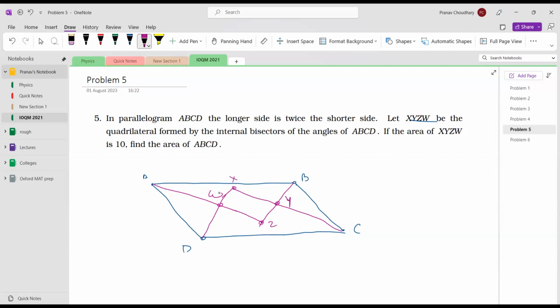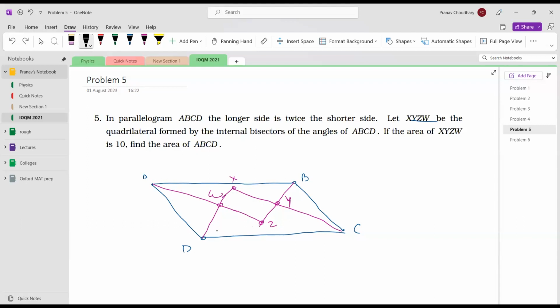Okay, the first thing is, how do you even motivate this? You're given the area of this region and you're asked to find the area of this whole region. One thing to notice is, I think it's in the 9th NCERT textbook, but even if you do not know this, it's very easy to prove for a parallelogram. This should be the first thing you notice.